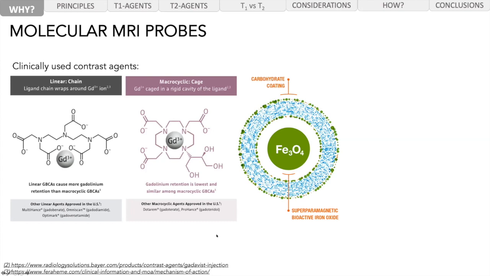First, I'm going to talk about what currently approved agents are mostly used in the clinic. Most clinically approved agents are gadolinium-based, meaning they have a gadolinium 3+ ion that is encased either by a macrocycle, meaning a closed cage, or by a linear chelate. In the past few years, macrocycles have been more widely used because of some toxicity problems that linear agents seem to be presenting.